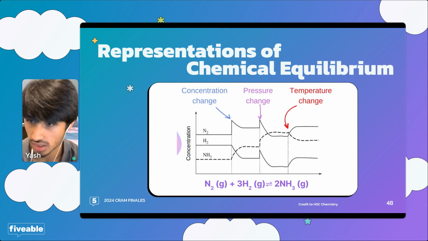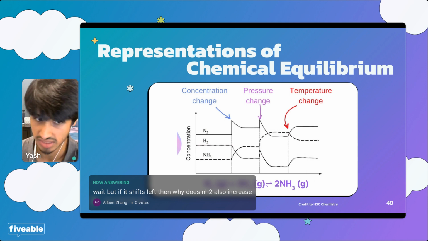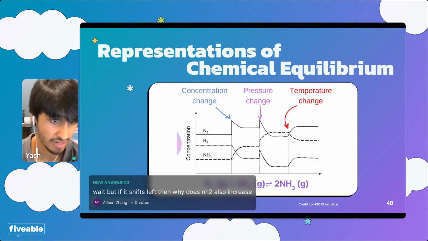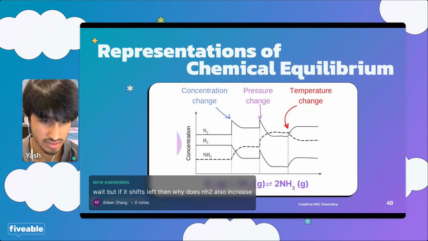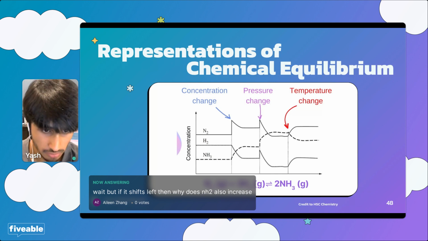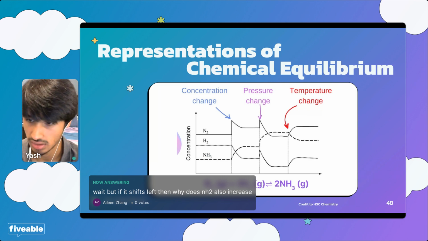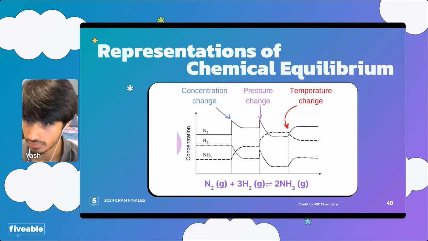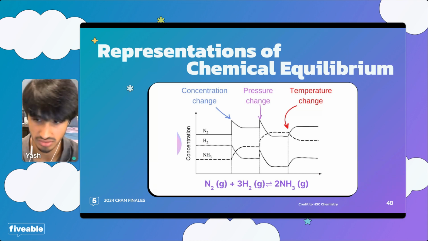In exo, heat serves as a product, so we'll shift to consume the same product to decrease it, and as a result, the reactant will increase. That is correct. What does not affect equilibrium? Basically, everything affects equilibrium except for catalysts. Wait, but if it shifts left, then why does NH3 also increase? If it shifts left, NH3 should not increase. It should decrease. How do you know it's exo? I told you this. They'll tell you this too.